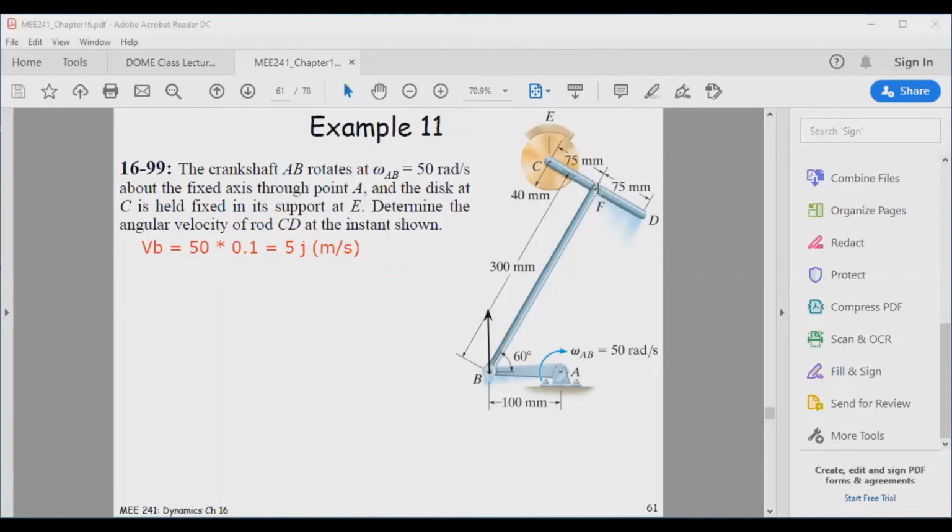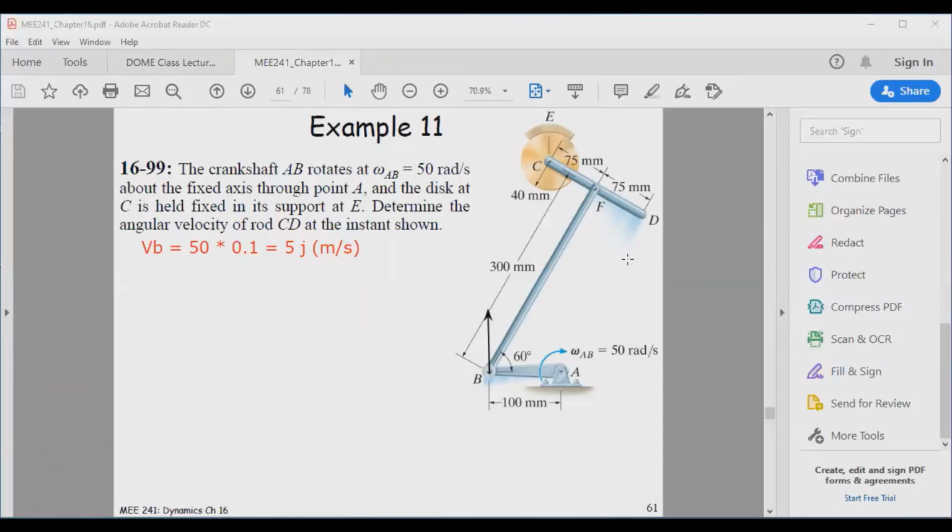Why? Because you find VF with respect to the velocity of C, and we know the velocity of C is 0, right? And then you can write the velocity of F with respect to B, and you already know the velocity of B. In that case, your 2 unknowns would be omega of BF and omega of CF or CD, which is the same. Okay, very good. This is one way.